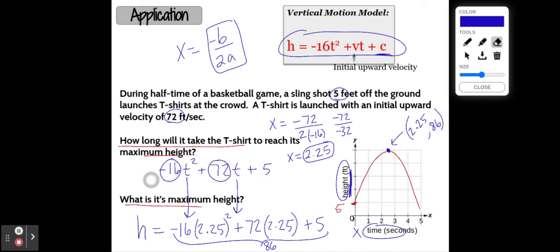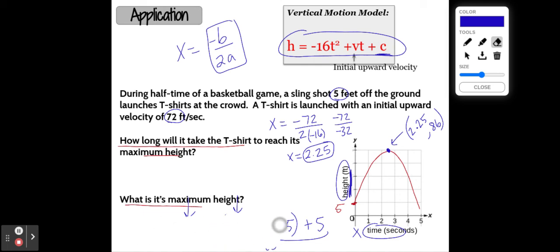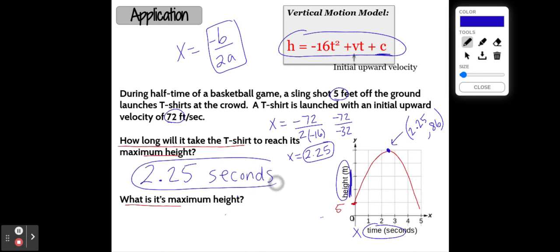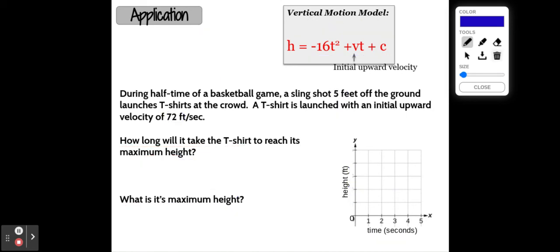Okay, so let's erase, for me, not for you, just so I have a little more space to put my answers. So how long will it take? That's our x, which is 2.25 seconds. Not going to take a whole lot of time when you're slingshotting a t-shirt. And what's the maximum height? That is 86 feet high that the t-shirt is going to be before it starts dropping back down. All right, there we did 2 application problems using the vertical motion model. Very fun.